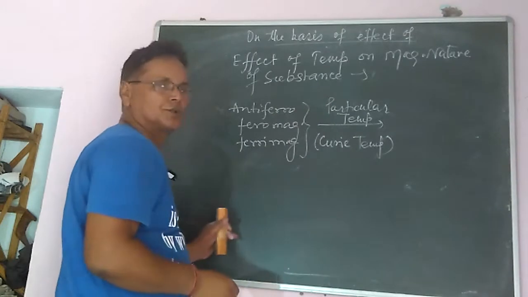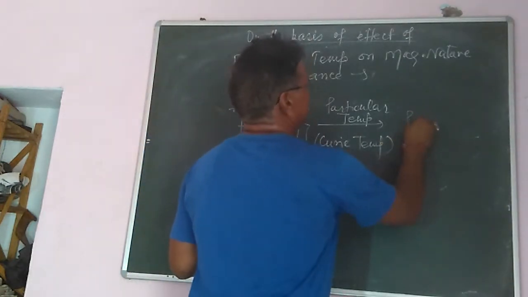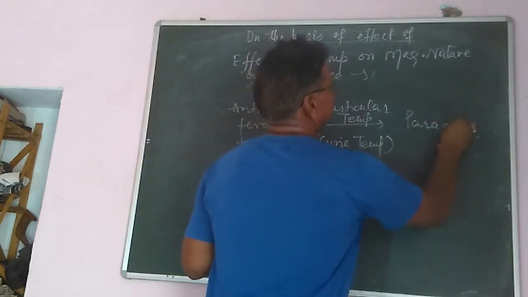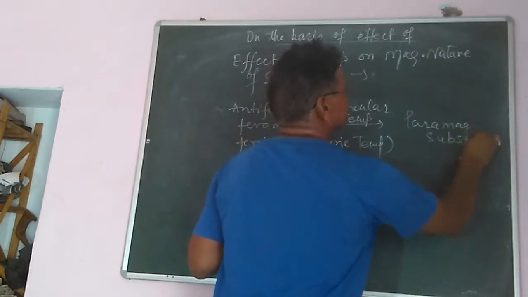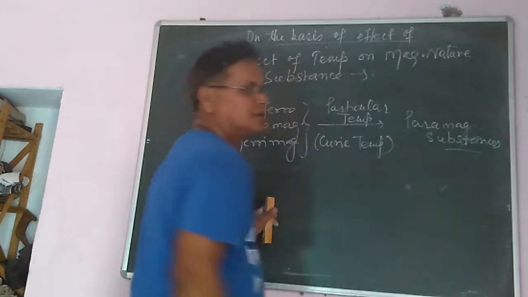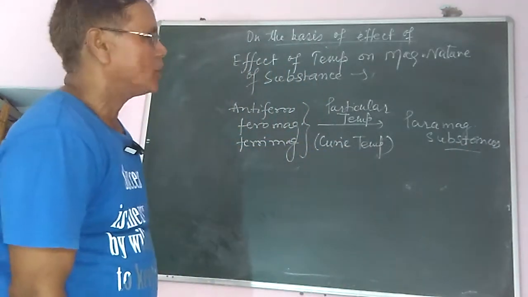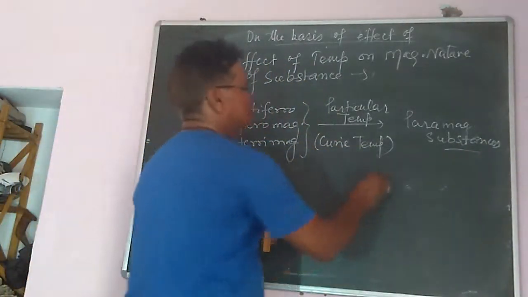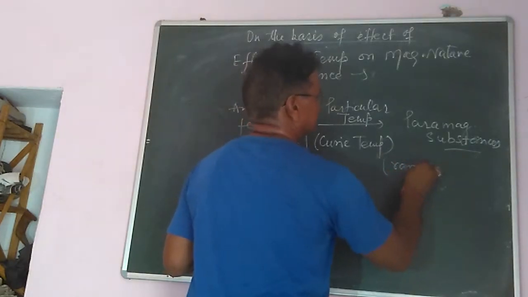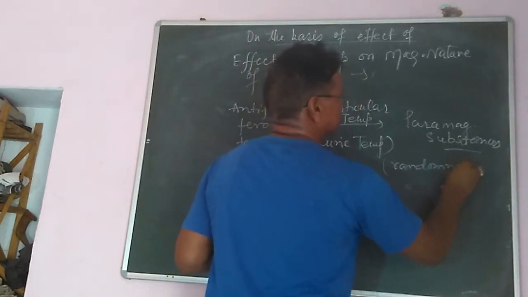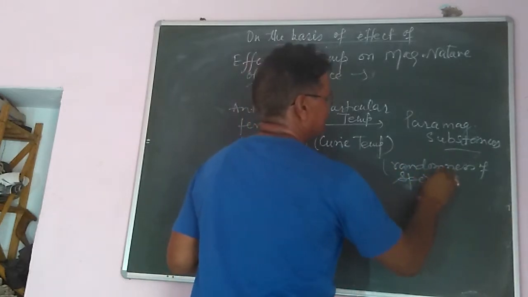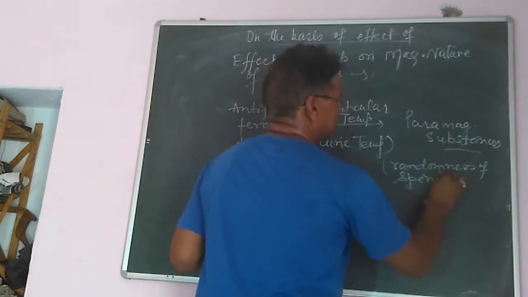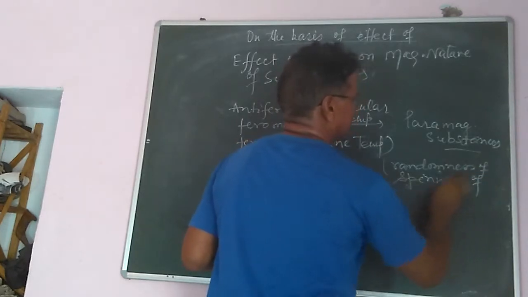These substances change into paramagnetic substances due to the randomness of the spinning of electrons.